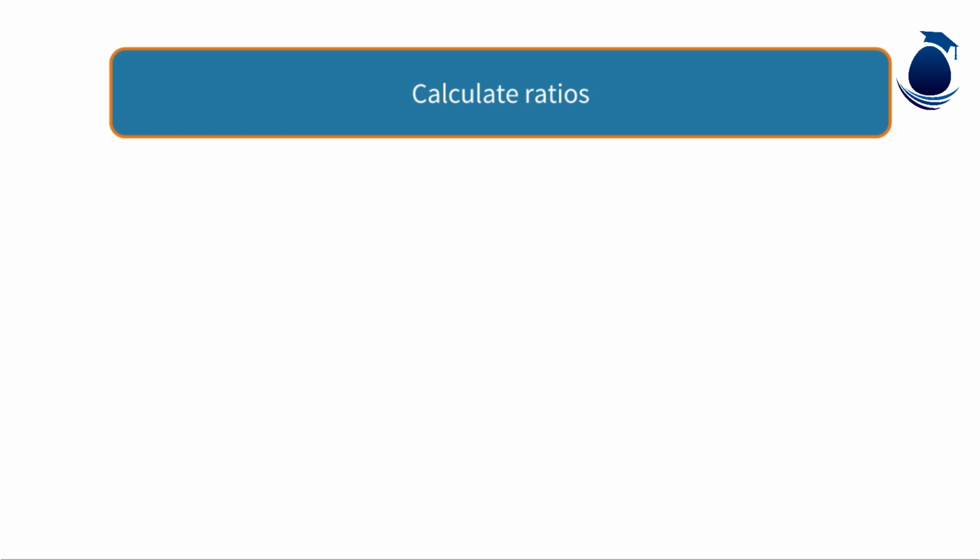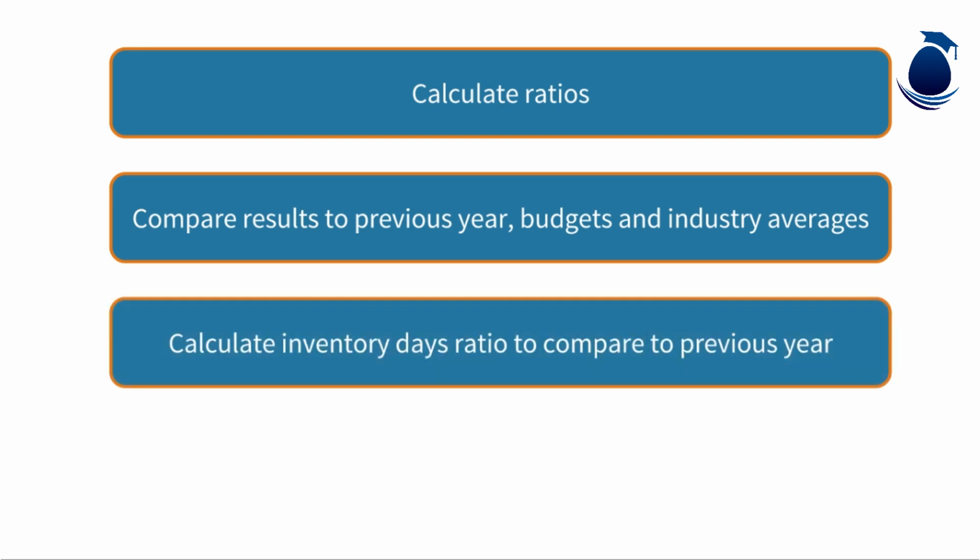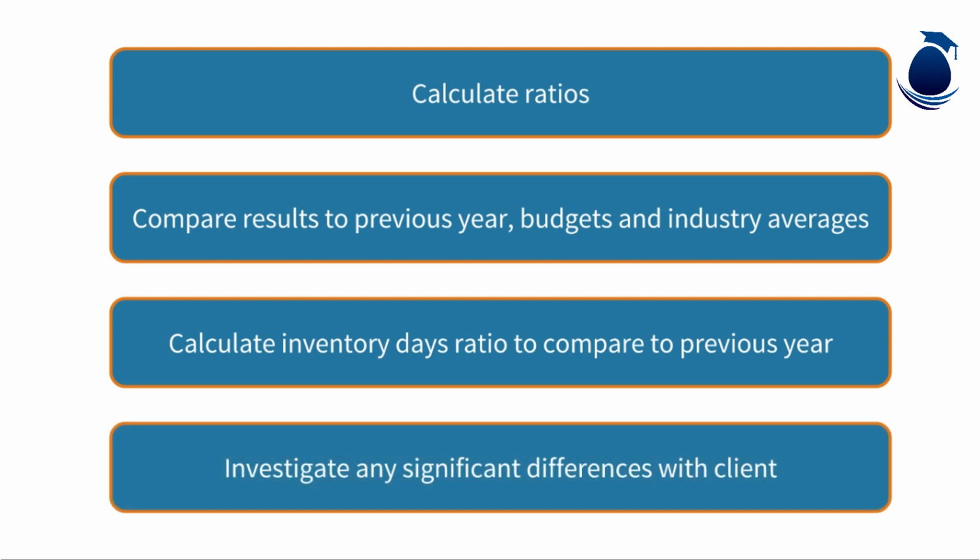1. Task is to calculate ratios. The software can be programmed to automatically calculate ratios, so the auditor can then compare results to the previous year, budgets, and industry averages. Here, the auditors of Lilly could get the software to calculate the inventory days ratio to compare to the previous year and investigate any significant differences with the client.